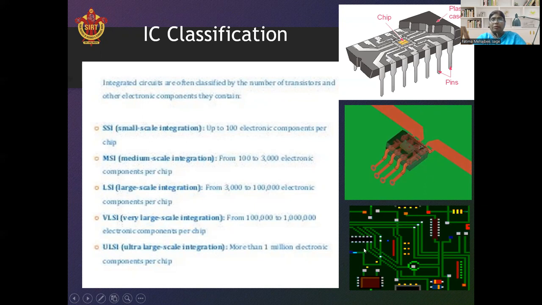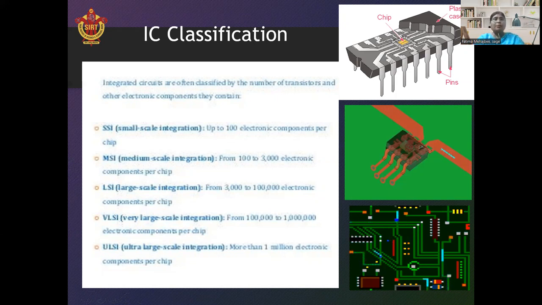These ICs can also be used in a printed circuit board as shown here in this diagram. This is the IC, this is also an IC. Green lines are showing the connecting lines. These connecting lines are connected to the different pins of the ICs on the printed circuit board, that is PCB. And these moving lines are showing the flow of current.